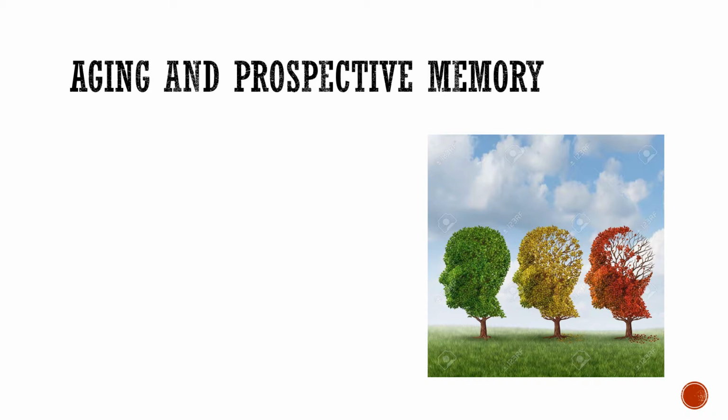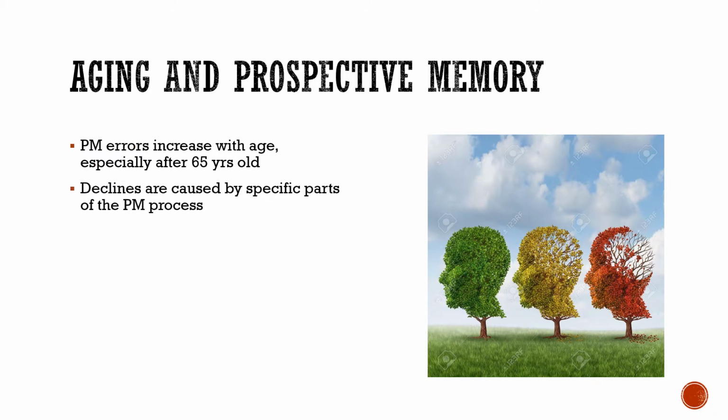So let's talk specifically now about aging and prospective memory, where we can look at the specific part of the prospective memory process that is affected by aging. Prospective memory errors increase with age, especially after the age of 65. They tend to increase by about 20 to 50% or so. So you start to forget to do things you intend to do pretty frequently, which can be a little bit overwhelming. And the declines seem to be caused by specific aspects of the prospective memory process. So let's talk about what those are.